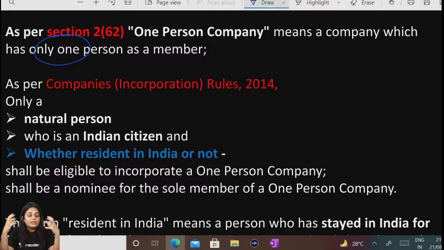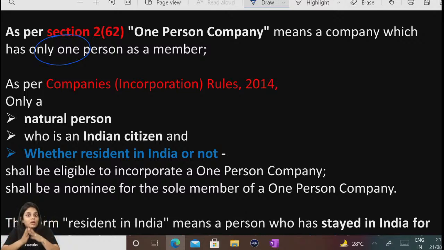So they wanted this sole proprietor to actually go for a corporate structure. And the only option left for a sole proprietor to go for a corporate structure was to make a private company. And to make a private company, I need minimum 2 members.